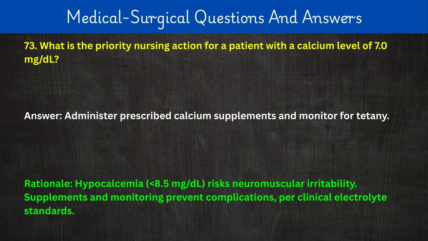73. What is the priority nursing action for a patient with a calcium level of 7.0 milligrams per deciliter? Answer: administer prescribed calcium supplements and monitor for tetany. Rationale: hypocalcemia, less than 8.5 milligrams per deciliter, risks neuromuscular irritability. Supplements and monitoring prevent complications, per clinical electrolyte standards.